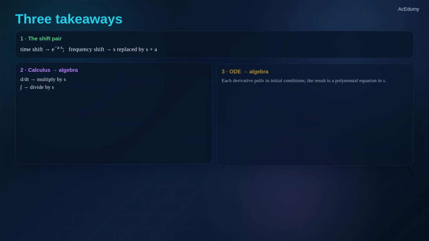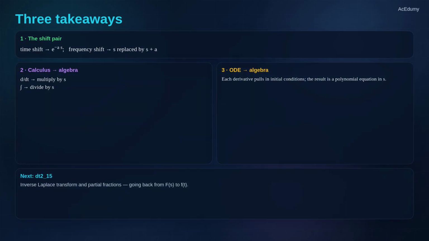Three takeaways. Time shift maps to e to the minus as, and frequency shift replaces s with s plus a, the symmetric pair. Differentiation in time multiplies by s and pulls in initial conditions. Integration in time divides by s. With these manipulation rules plus the 6 basic pairs, you can transform almost any signal in your head. Next lesson we go in the other direction, inverse Laplace and partial fractions.